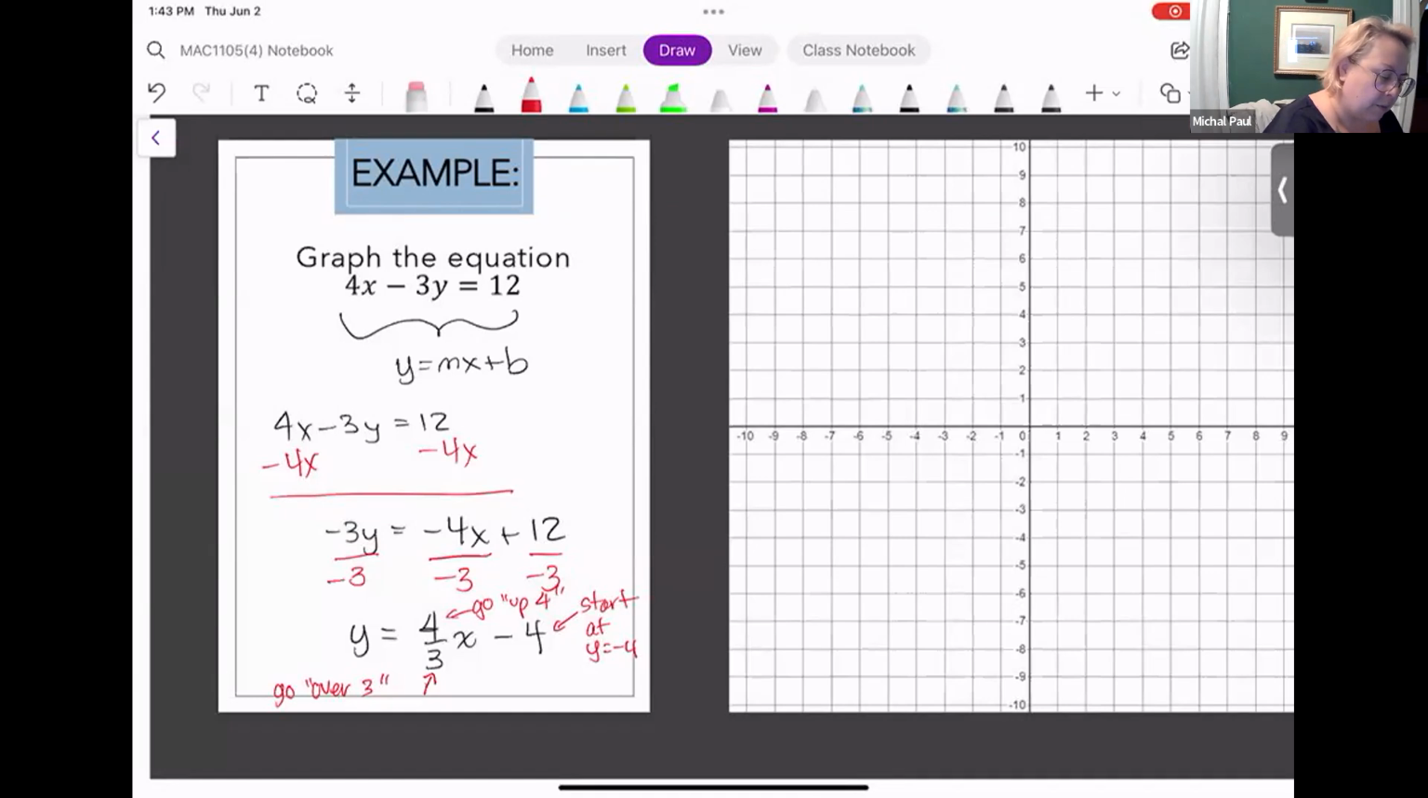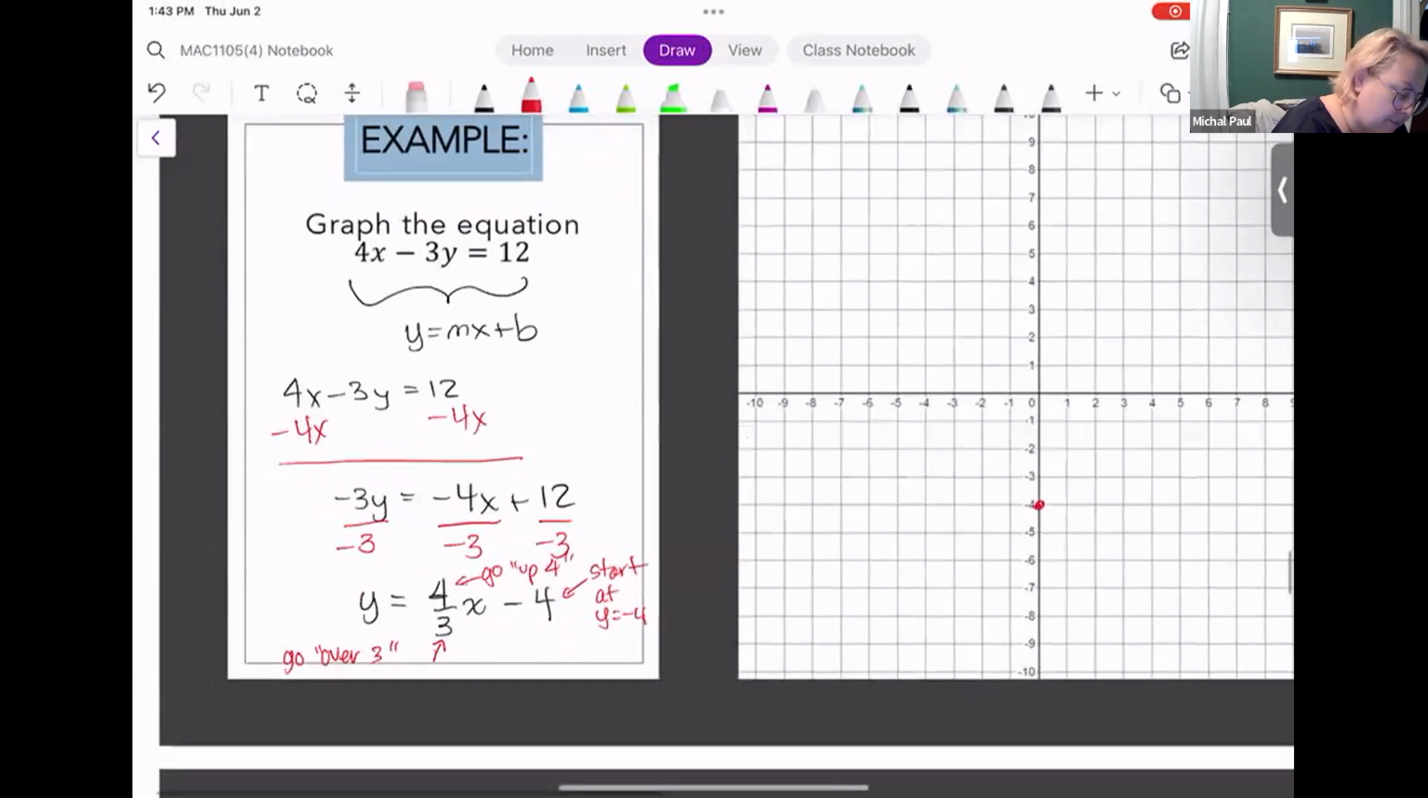All right, so I start at y equals negative 4 and I put a dot. Now I'm going to go over 3. 1, 2, 3 in the positive direction because I have a positive slope. And then I'm going to go up 4. 1, 2, 3, 4. And I make a dot.